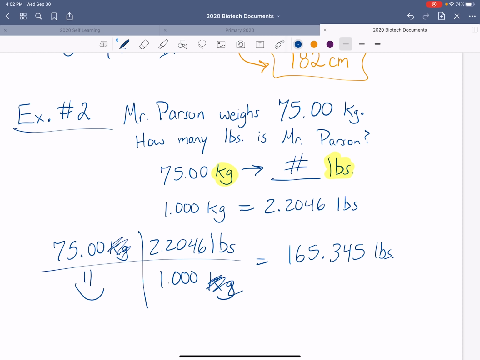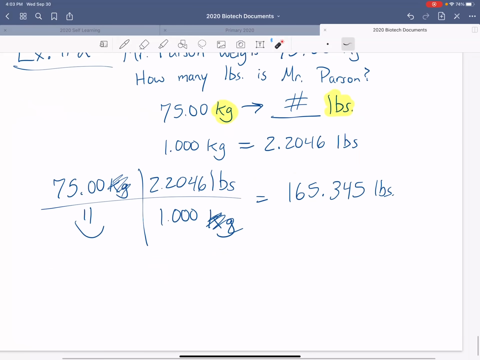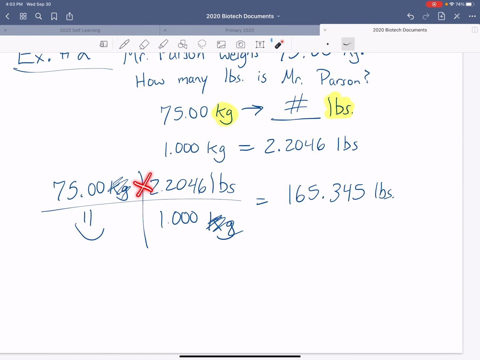One of the things that I failed to mention in the first example, but I'm going to mention more clearly here: in both the first example and the second example, if you notice, we're dividing by 1.000, which when you divide by 1 does nothing to the number. So in the first case, all I'm really caring about is the 71.5 times 2.54, and that's how I got my answer. Same thing is happening in our second example. All I need to do is multiply the 75 and the 2.2046. By dividing by this value 1 down here, I do not change my number.